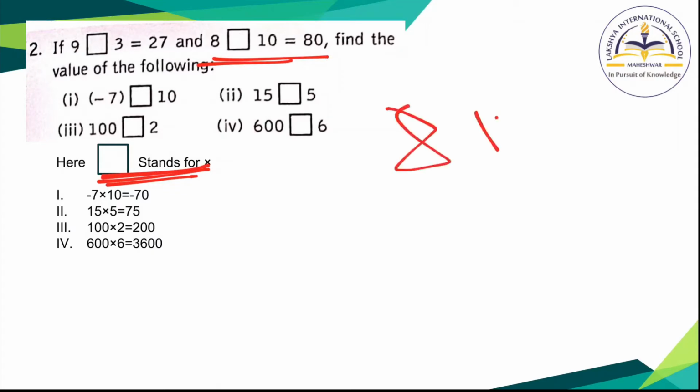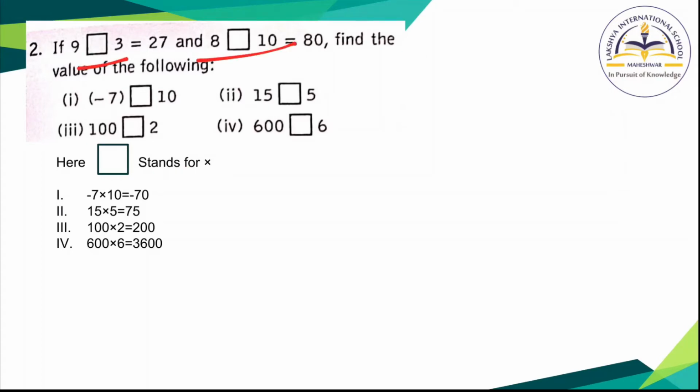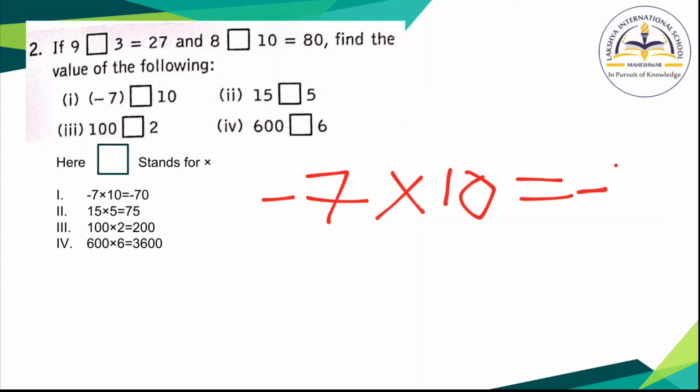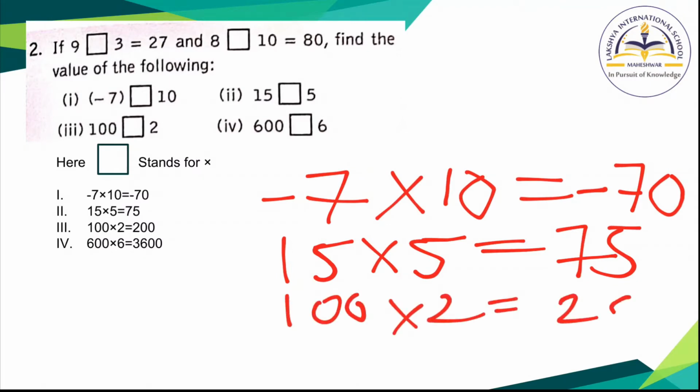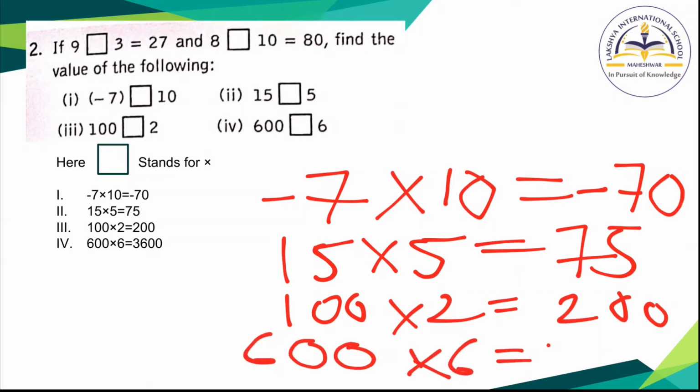Here also, 8 multiplied by 10 is 80. So the box stands for multiplication. So the first question, minus 7 multiplied by 10. What will be the answer? Minus 70. Now 15, again multiply by 5, 15 5s are 75. Now the third question, 100 multiplied by 2, so 200. Now the fourth one, 600 into 6, so 3600 will be the answer.